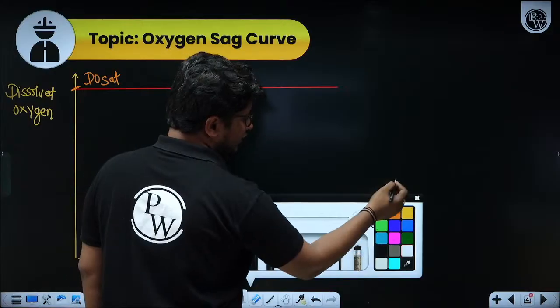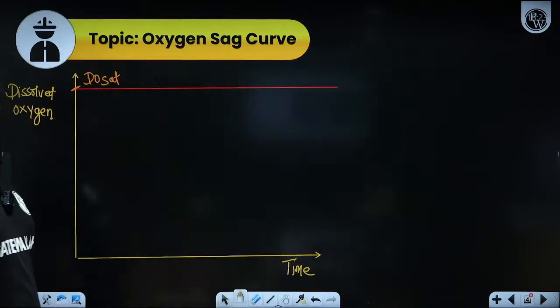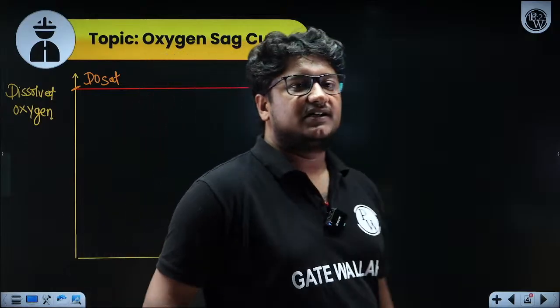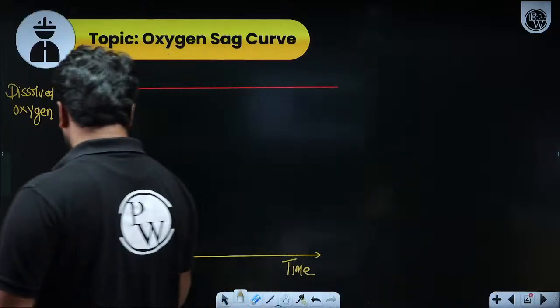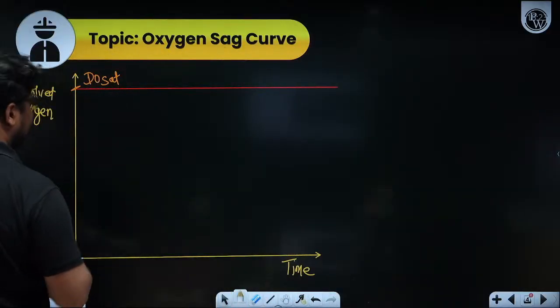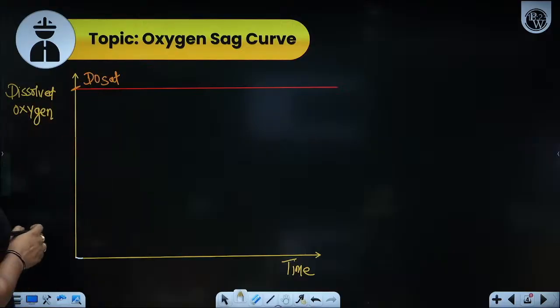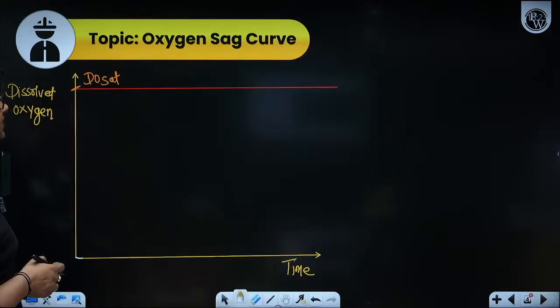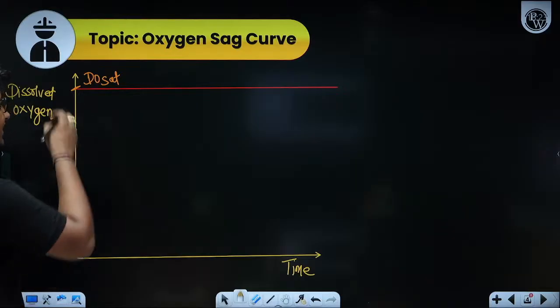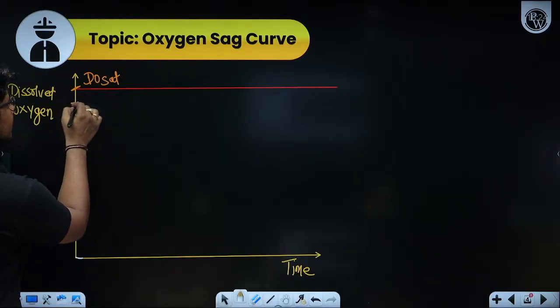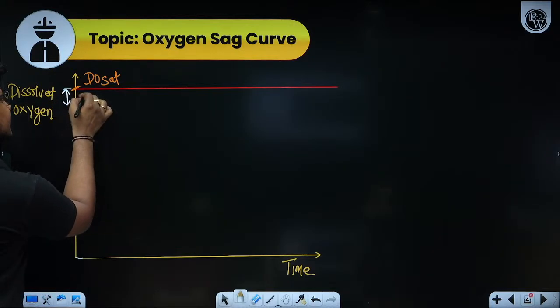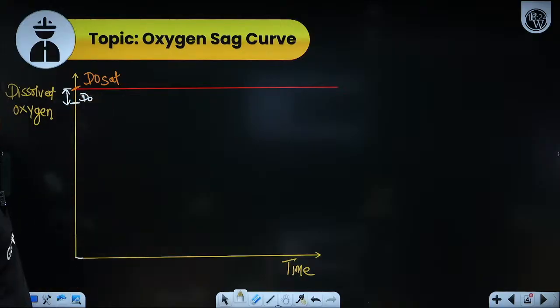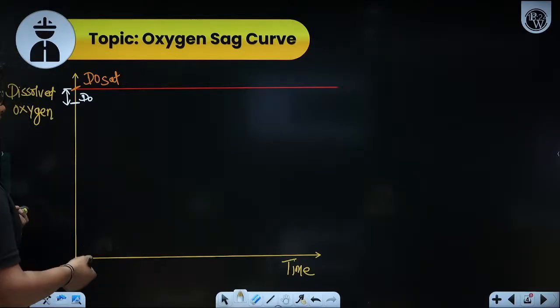Normally, you will find that river water does not have the DO saturation value, something lesser than that. Even though degradation has not started yet, the river does not have dissolved oxygen equal to DO saturation. It has something lesser than that. Let's say here. This difference we call D naught, the initial oxygen deficit.